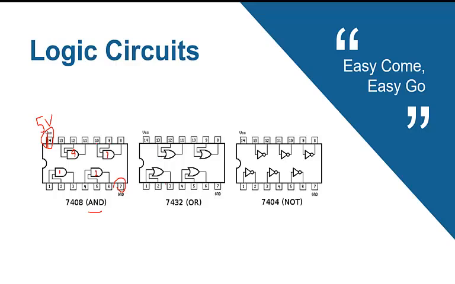Same applies for the OR gates. We have 4 gates here. 1 and 2 are inputs for the first OR gate, and 3 is the output, and so on. And VCC and ground are the same. For the NOT gate, we have 6 NOT gates inside this IC. 1 is the input and 2 is the output of the first NOT gate, and so on until we reach the 6 NOT gates inside this IC, and we have 14 and 7 as VCC and ground.